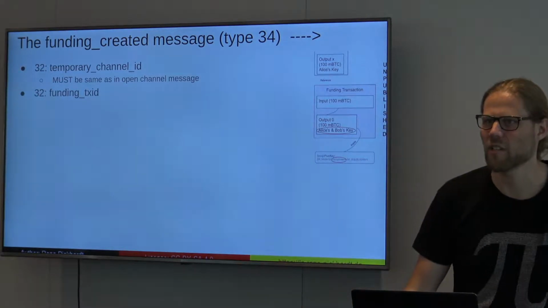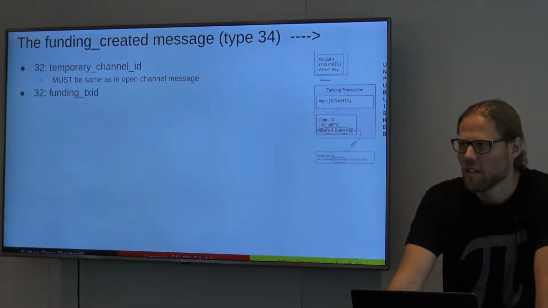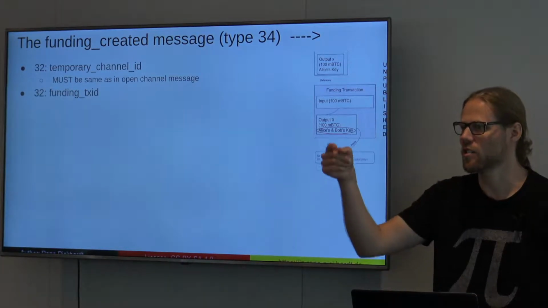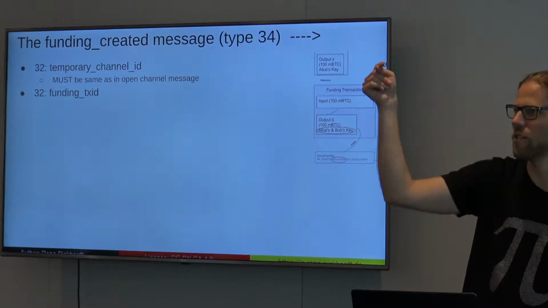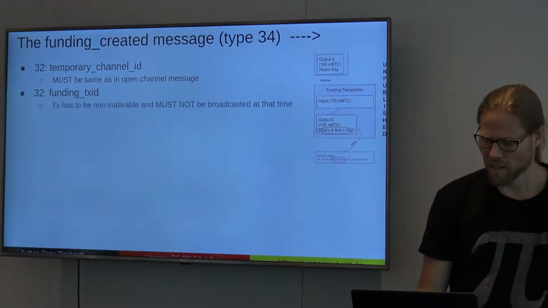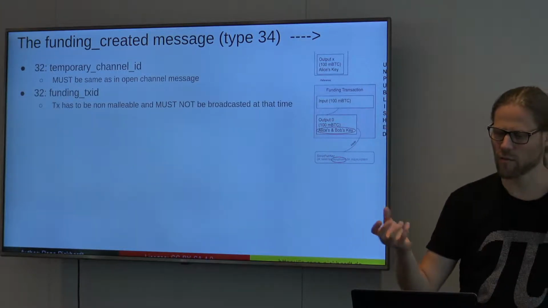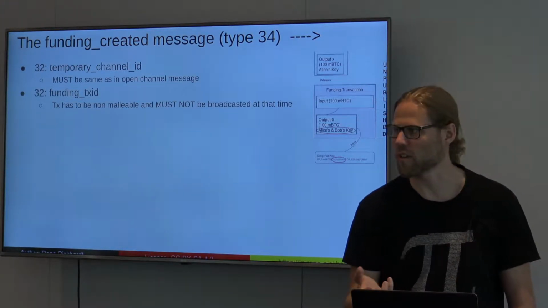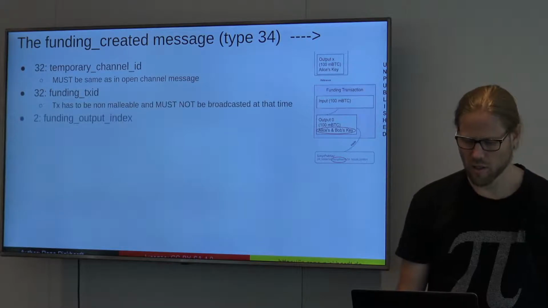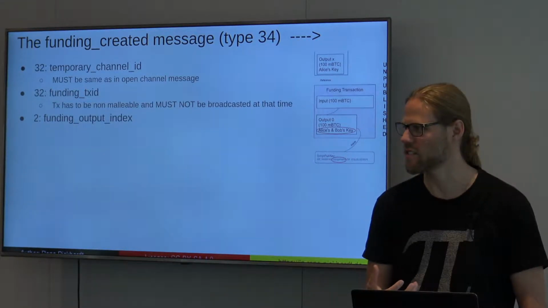Why does Bob need the funding transaction ID? Yeah. So the commitment transaction is referring to the funding transaction, right? So he needs the transaction ID to point to it. And again, the transaction has to be non-malleable and must not be broadcasted at this time.